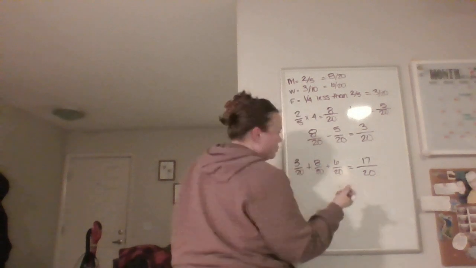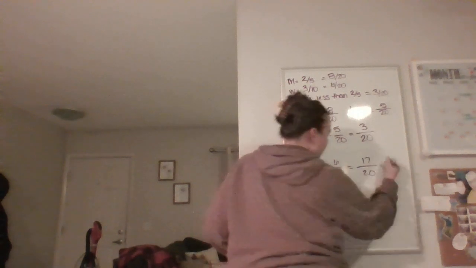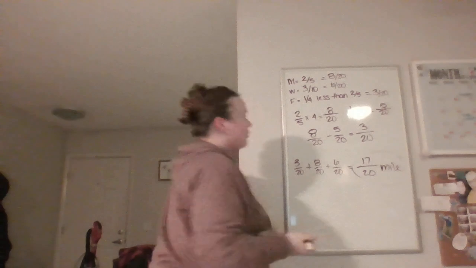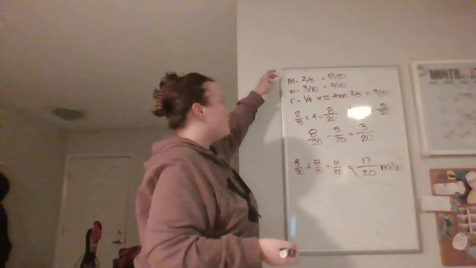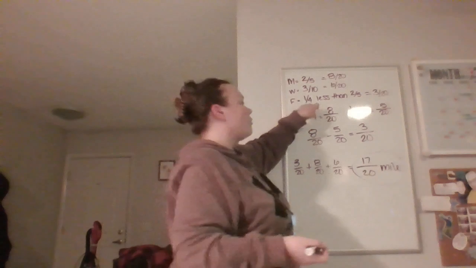So 17/20 can't be simplified anymore, so it's 17/20 of a mile would be the total for the week after we add the 2/5, 3/10, and then a quarter less than 2/5, which would be 3/20. So 17/20 of a mile.